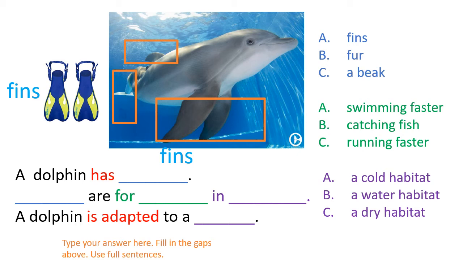So fill in the gaps. Wherever there's a blue gap, you put a blue word. Wherever there's a green line or gap, put a green answer choice. And wherever there's a purple line or gap, put in a purple answer choice. Just pick one from each of the choices.